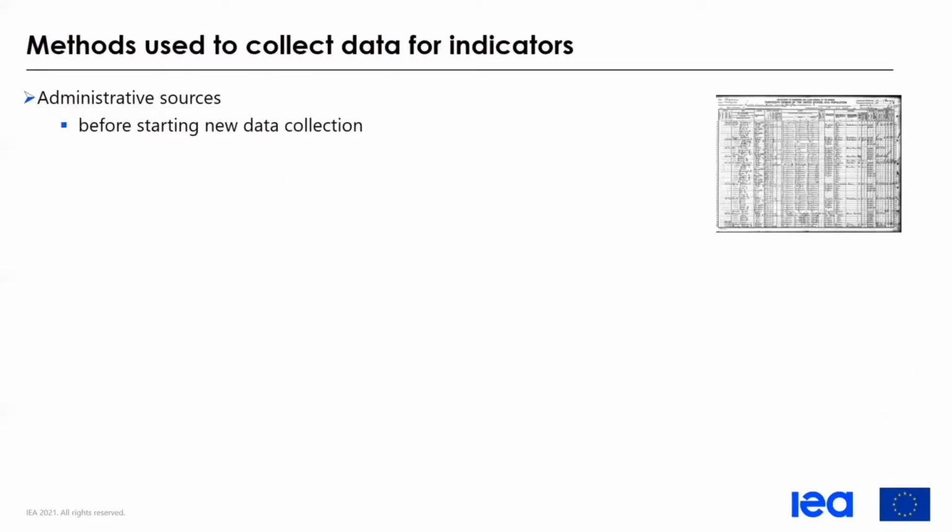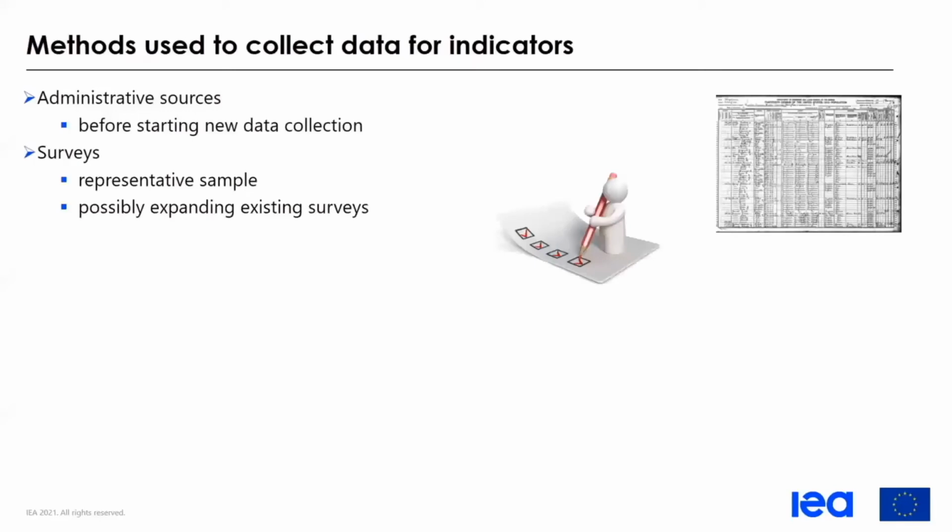If you are sure that these data are not available, you can start your own data collection by launching, for example, a new survey, or you can even decide on a less expensive option, which could be expanding an already existing survey. For example, adding some transport questions to household surveys.